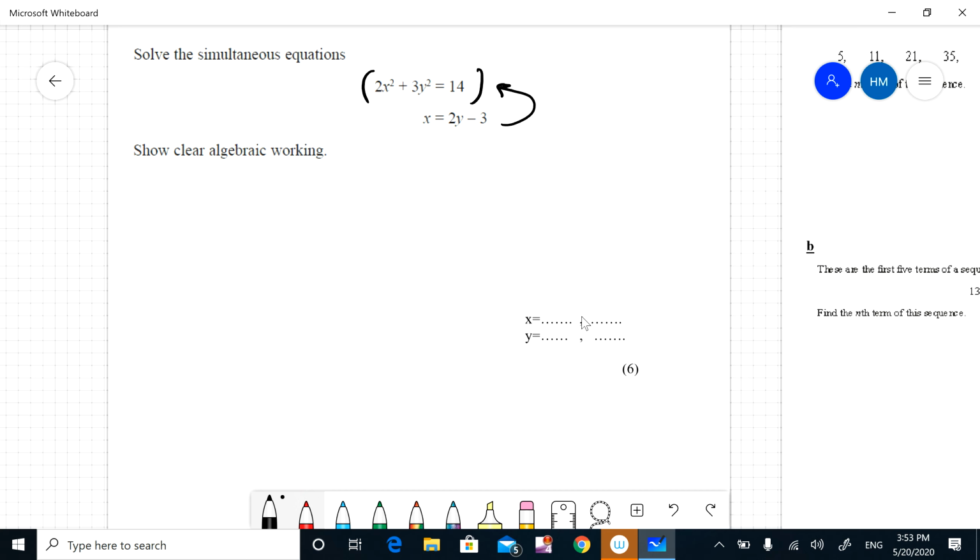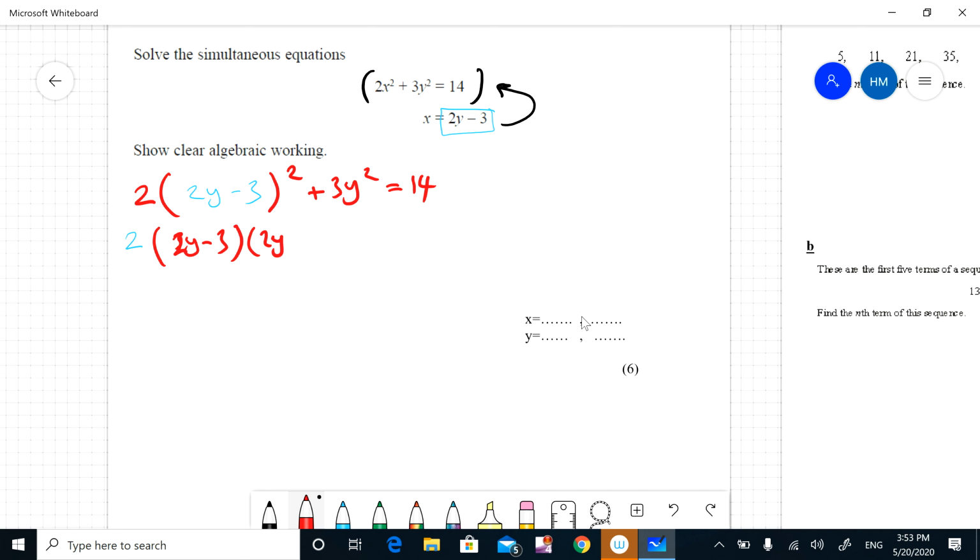So if you return back to the first equation, we have 2x squared plus 3y squared equals 14. I can replace x, instead of x we can put 2y minus 3. Now we cannot distribute the power, we have to expand, so put 2 outside and expand this: 2y minus 3 multiplied by 2y minus 3, plus 3y squared equals 14.